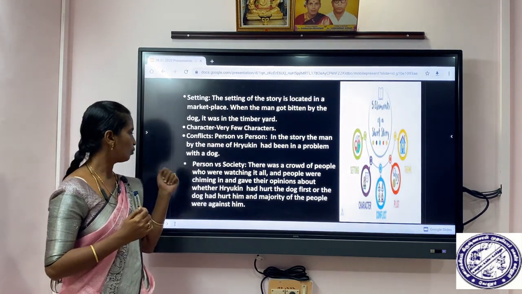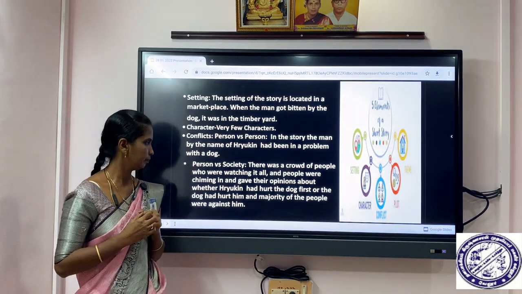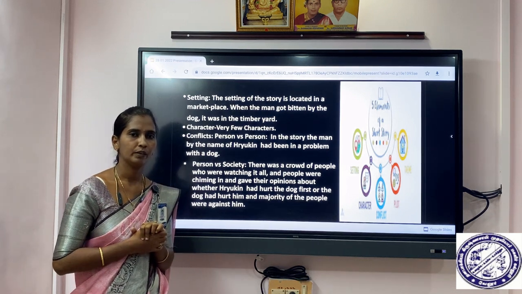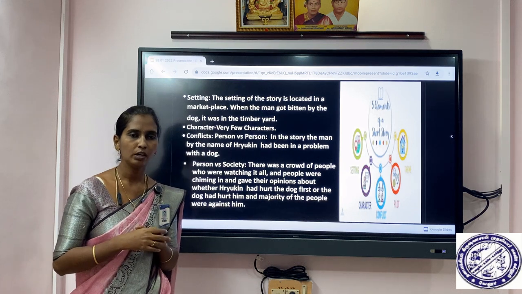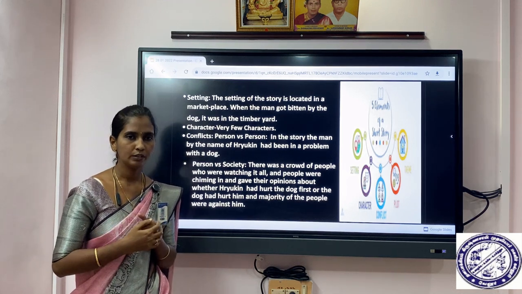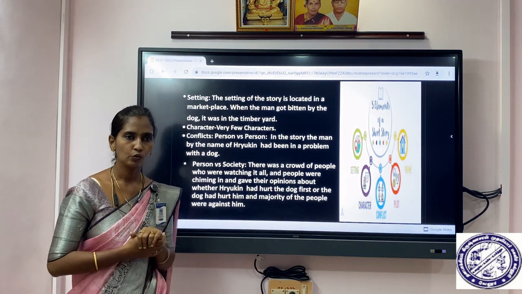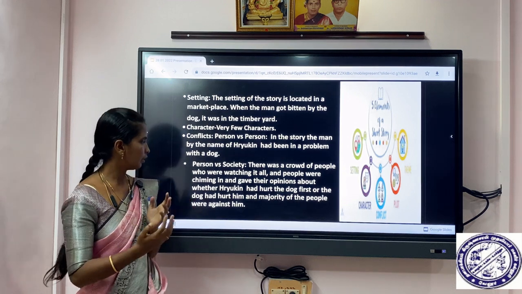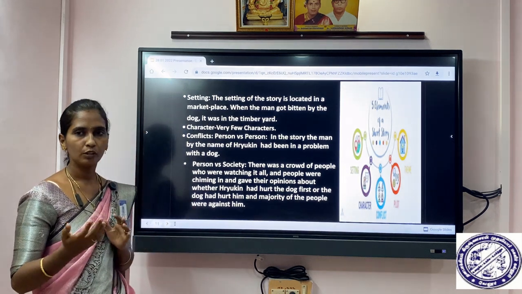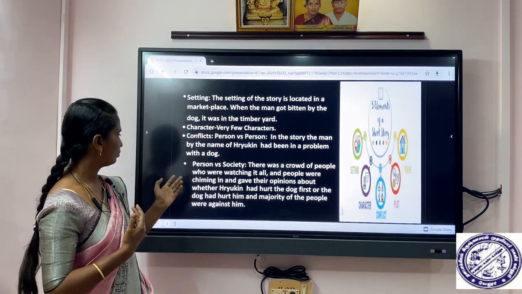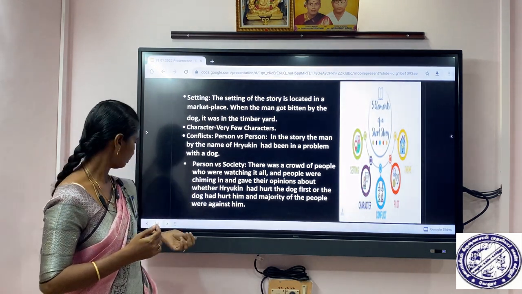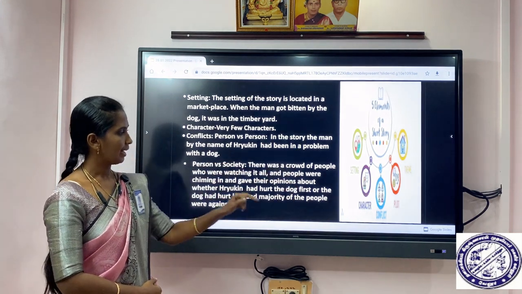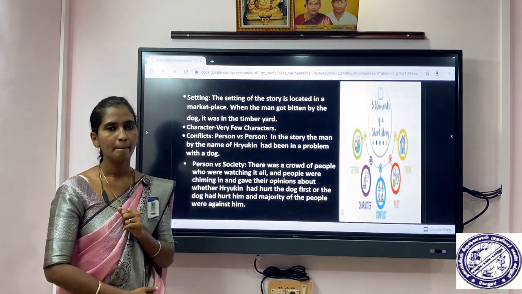And again we have one more conflict, person versus society. So there was a crowd of people who had gathered around when Rukin was bitten by a dog, and they were giving their opinions, and they were trying to find out whose mistake it was. Is it Rukin's or is it the dog's? So we could see the people giving their opinions. So here the people could be taken as a society. So, conflict between a person and a society. So we have discussed setting, character and conflict. Next I move on to the plot.